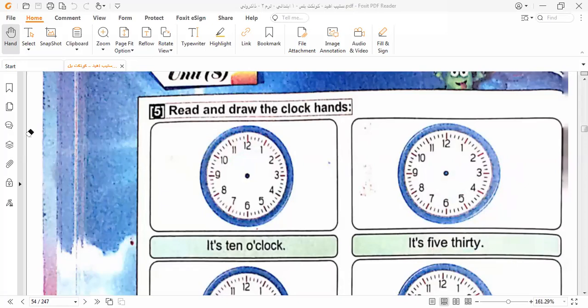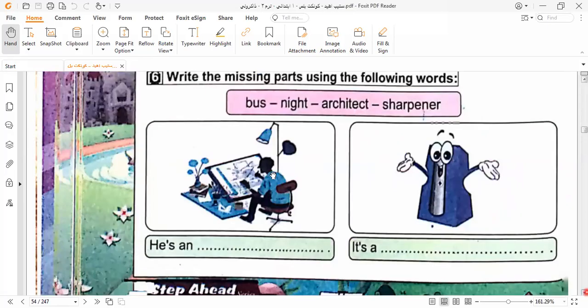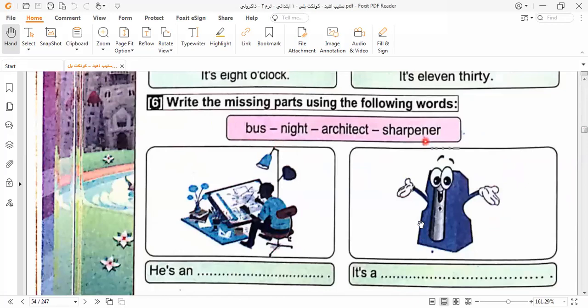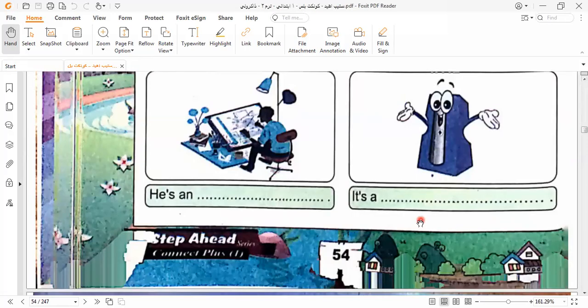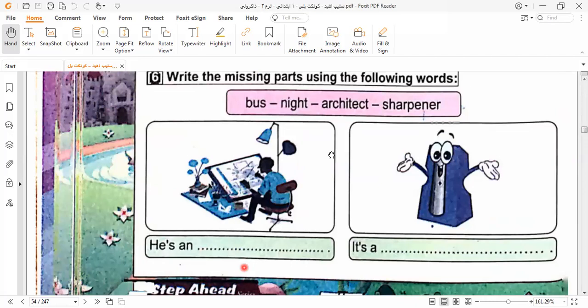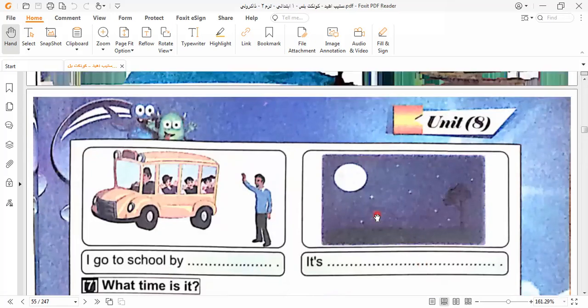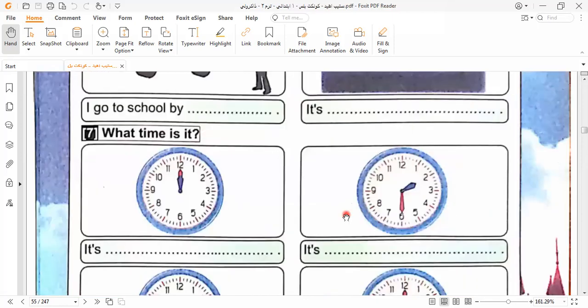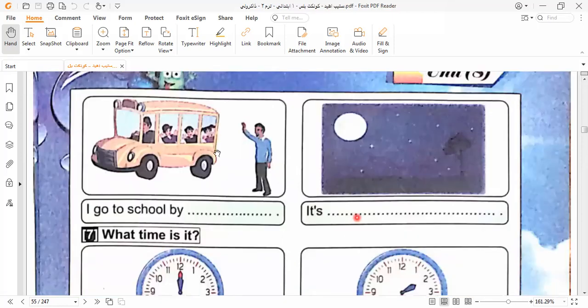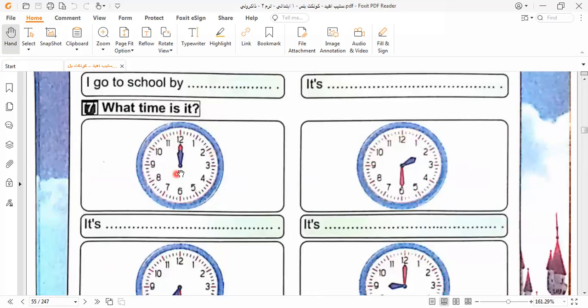Let's go to another exercise. Here we have pictures and we have words. Here is an article. So I select this one. It's a sharpener. I go to school by bus. It's what? It's 9. Here it gives you the time, and it will say what it is. So I say it's 12. It's 12 o'clock.